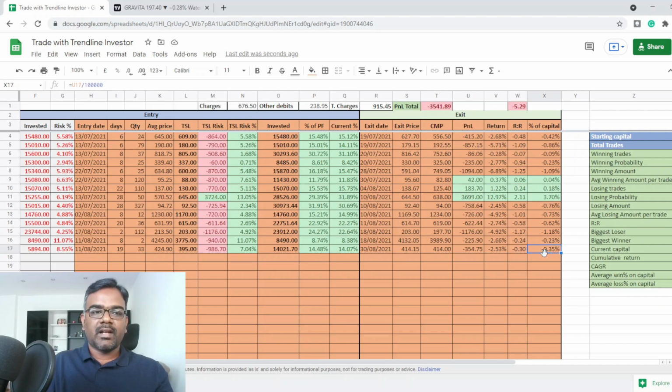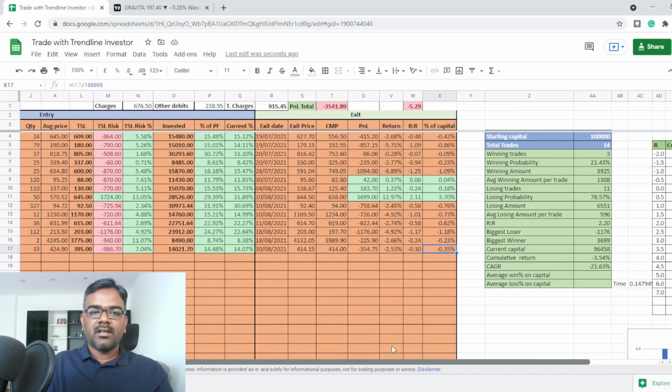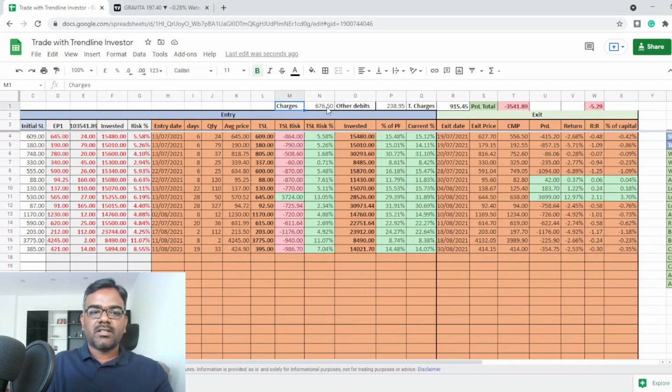So capital, if you deploy 1 lakh and you take this and you see what is the overall return. So this as a percentage of overall capital, I have made only 0.35% here. Okay, so that's how you do. And then here you have something. So this is the Zerodha charges.